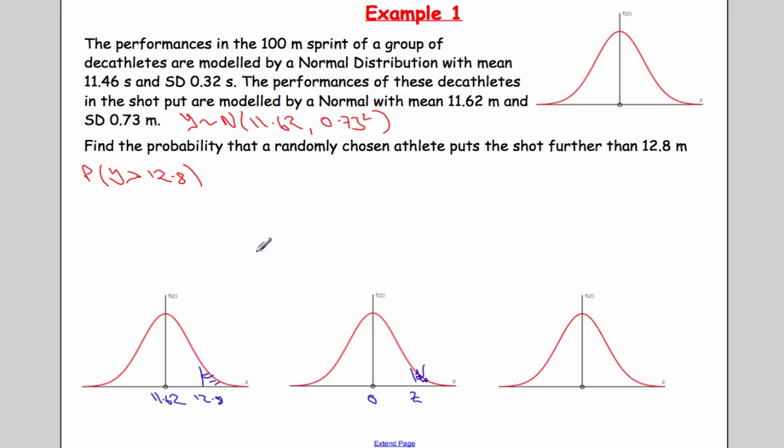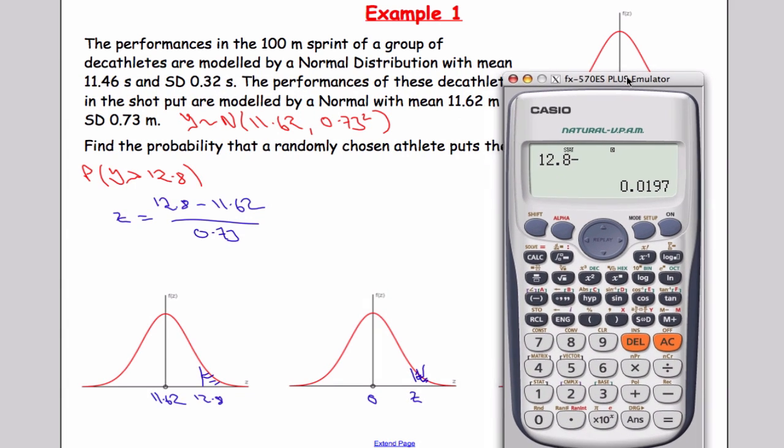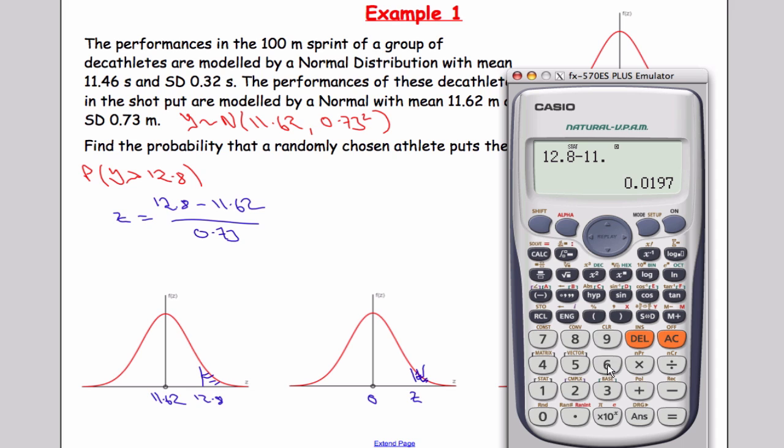So let's work out our z-score to begin with. z equals the raw score, or 12.8 in this case, minus the mean, which is 11.62, divided by the standard deviation, which is 0.73. So 12.8 minus 11.62, and then we're going to divide that by the standard deviation, 0.73, which is 1.6164.